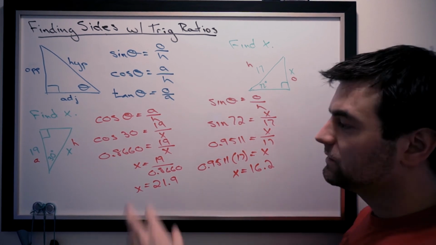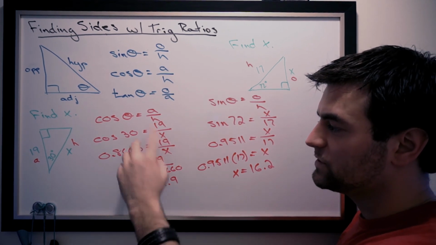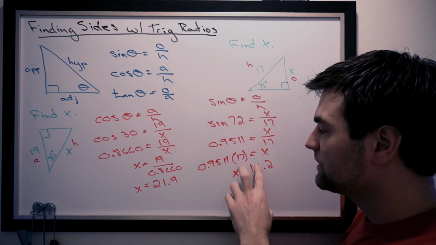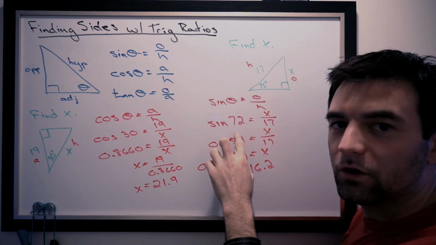So notice the difference. When x is on the bottom, we switch the two positions. When x is on the top, we bring it over and multiply.